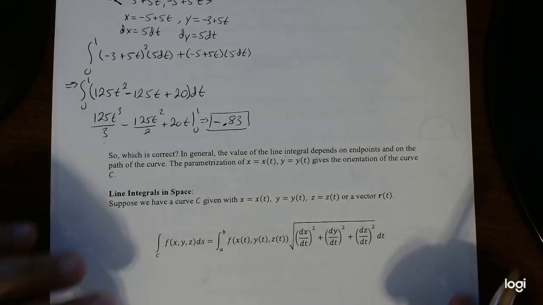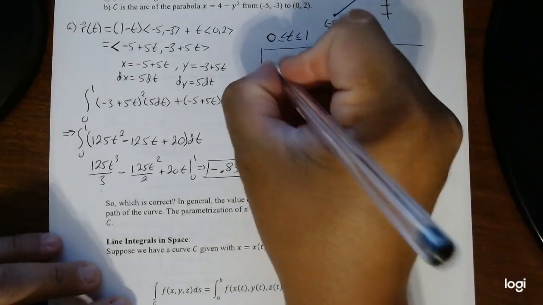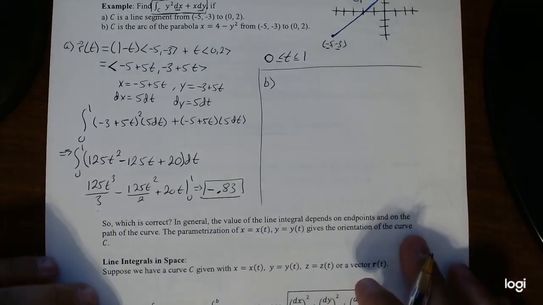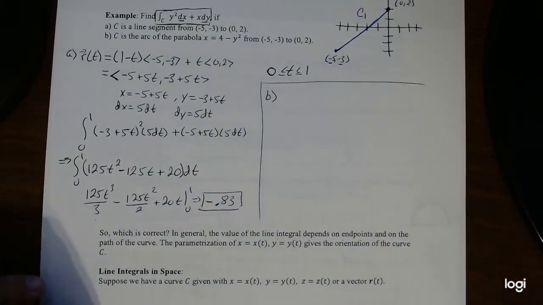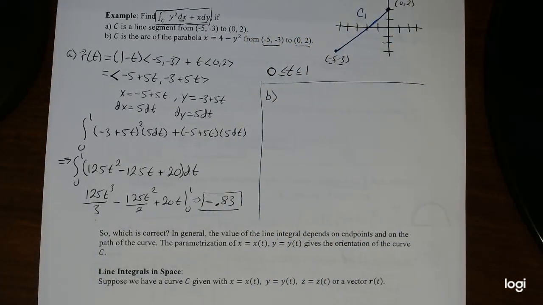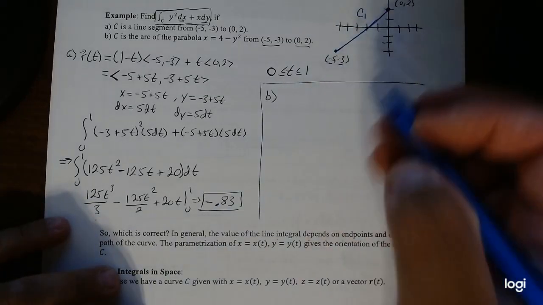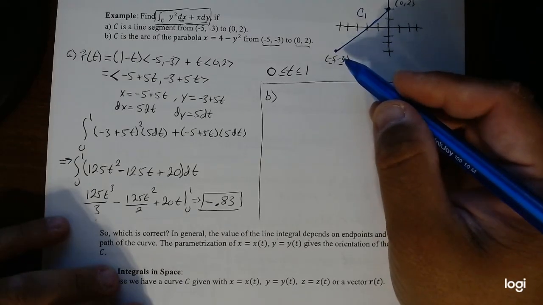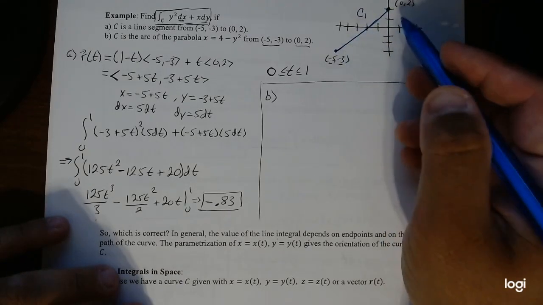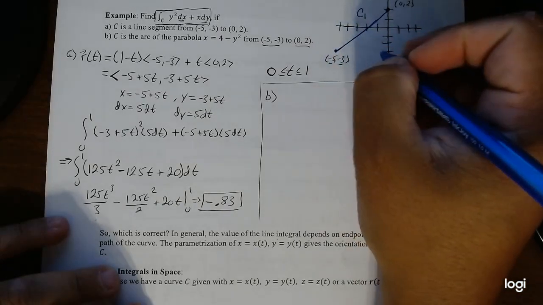Okay. Now let's try part B. Now B says, oh look, we have the same points. However, now C is the arc of the parabola x equals 4 minus y squared from this point to that point. So in fact, it kind of looks like this.